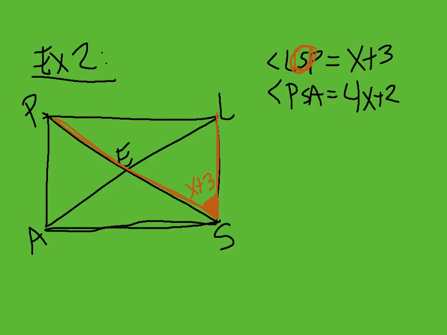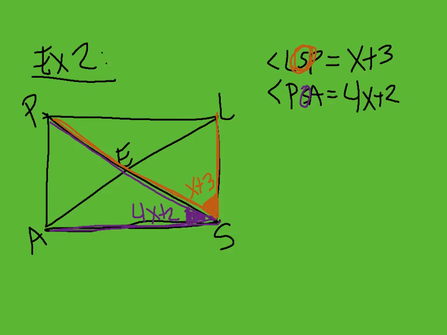Now the other one is PSA, so I'm going to highlight that in purple. PSA is right here, and where's the middle of that? Again, it's at S, but it's this portion, because if you highlight it, you can see PSA, it's this corner. So this corner is 4x plus 2. So we need to figure out how we are going to set up an equation to find x.